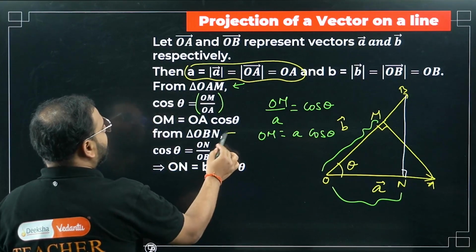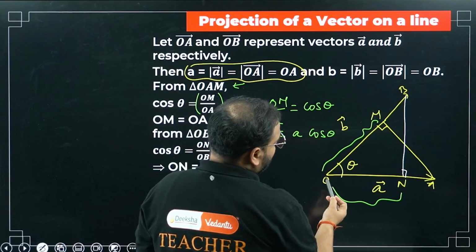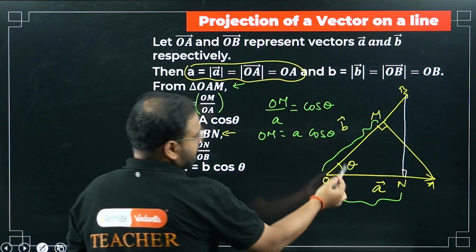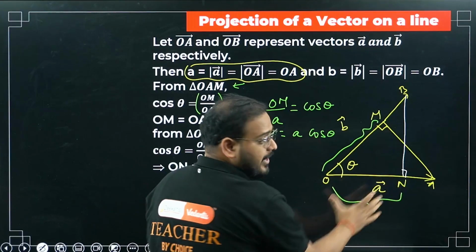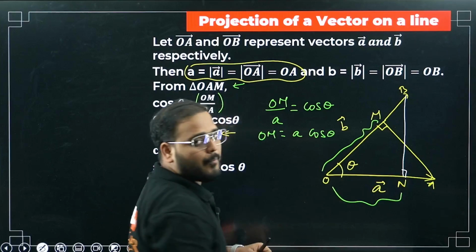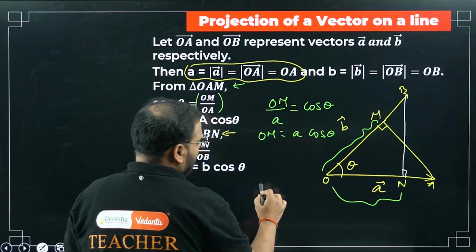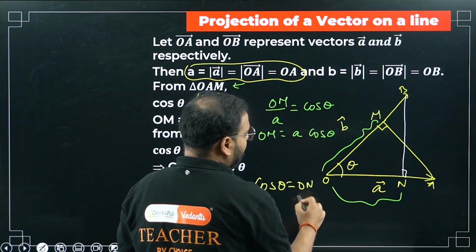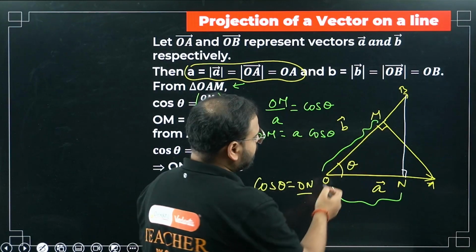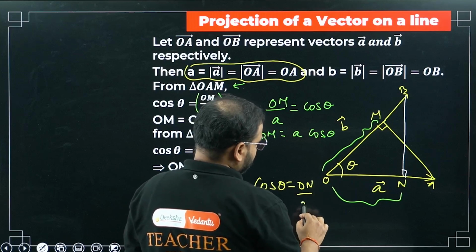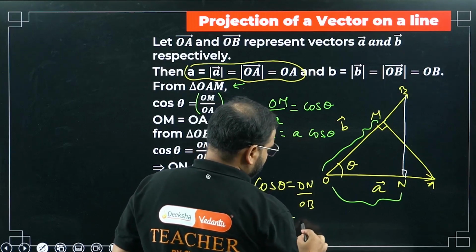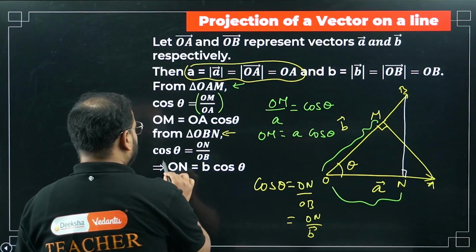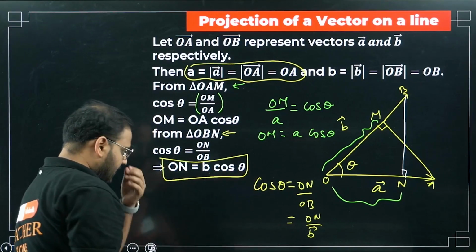Similarly, in triangle OBN, the vertical right angle triangle, how will I write cos theta? For this cos theta, the adjacent is ON and the hypotenuse is OB, which is the magnitude of vector B. So cos theta equals ON upon B. Cross multiply, and you get ON equals B cos theta.